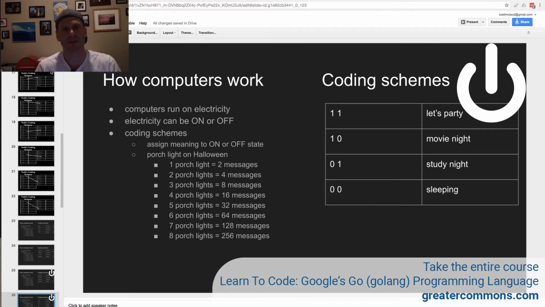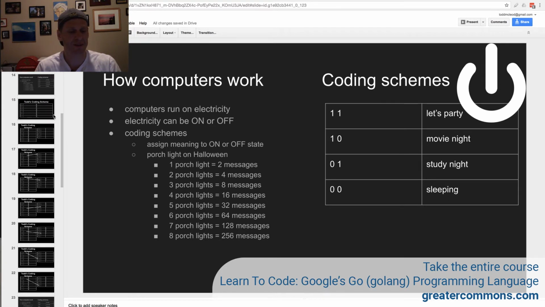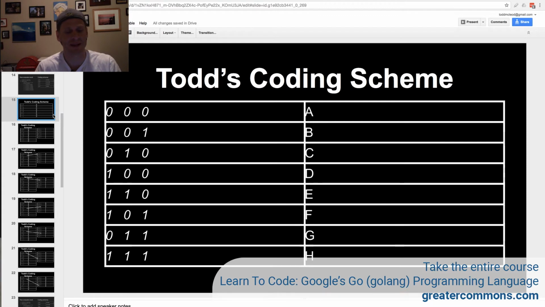That's it. That's how computers work. That's the foundation, the fundamentals, but that's really the essential principle of how computers work. It's kind of mind-blowing that it's that easy.